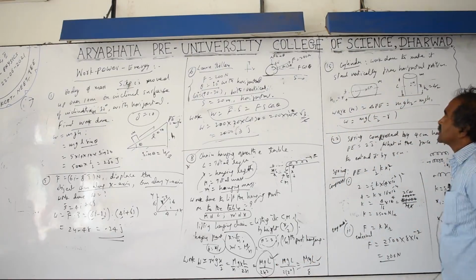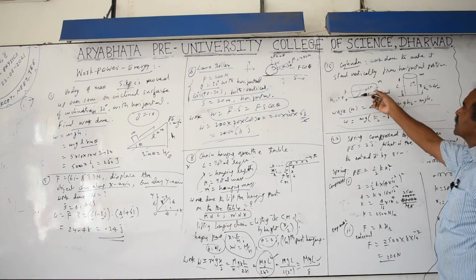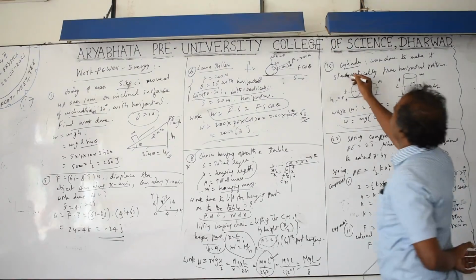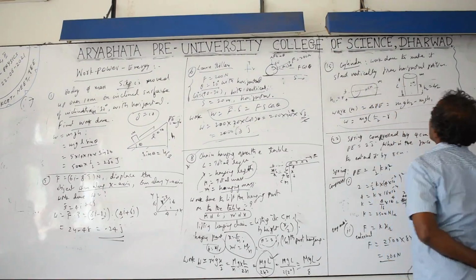Next question, 15th one. A cylinder is kept horizontally on the ground. Work done to make it stand vertically. You have to make it stand vertically like this. It is horizontal and we are making it vertical. What is the work done?